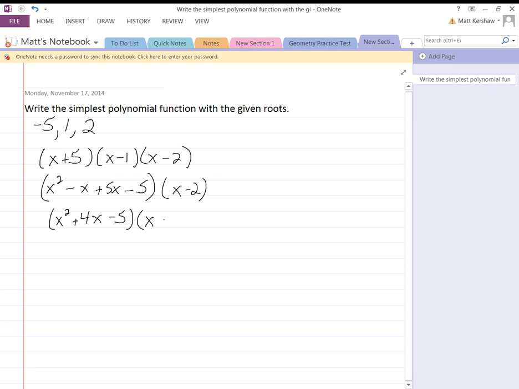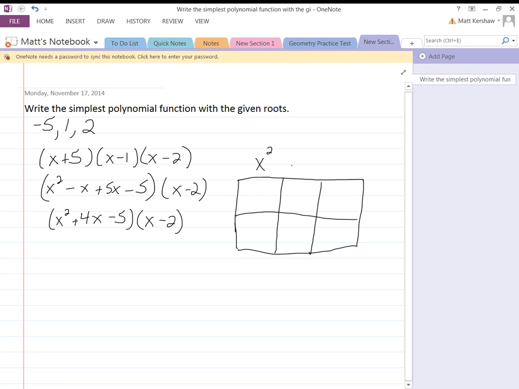And now we've got to take this and multiply it by the x minus 2. And so this might be a good time to use the box method. So it's a 2 by 3. And we're going to put x squared plus 4x minus 5 on top, and the x minus 2 on the left side. And so now just multiply.